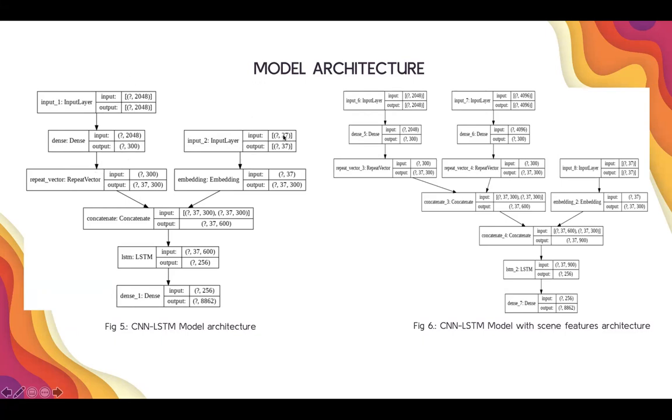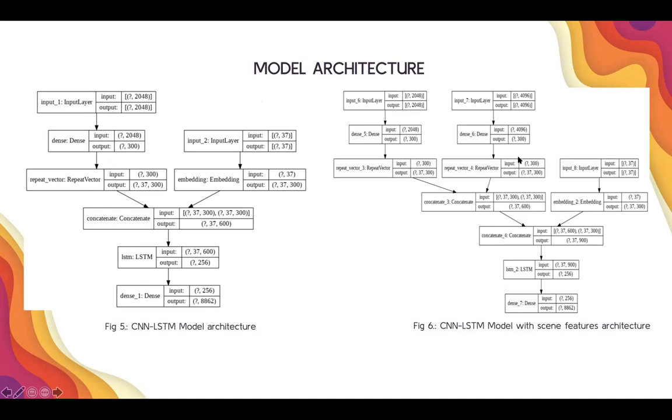This is the text input. You see that the max length is 37. We input the text sequences and pass them to an embedding layer, which maps the words to a 300-dimensional vector. Then we concatenate the outputs from the global image features and the text features in this layer before passing it to an LSTM layer, and finally a dense layer to predict the probability of a word being the next in the prediction sequence.